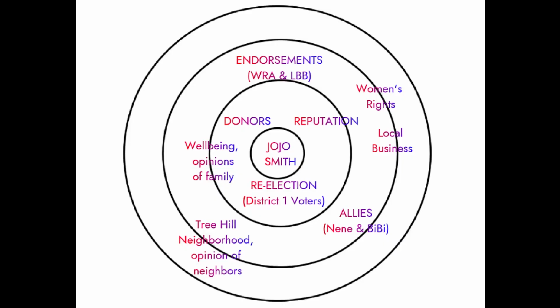Now, let's do one more example of this process with a slightly different twist. So let's go back to the goal of getting Councilmember Jojo Smith to vote yes on a bill banning plastic straws. Here's a power map for Jojo. I've stolen this from our previous video on power mapping. And on the power map, you can see some of the things that influence her.